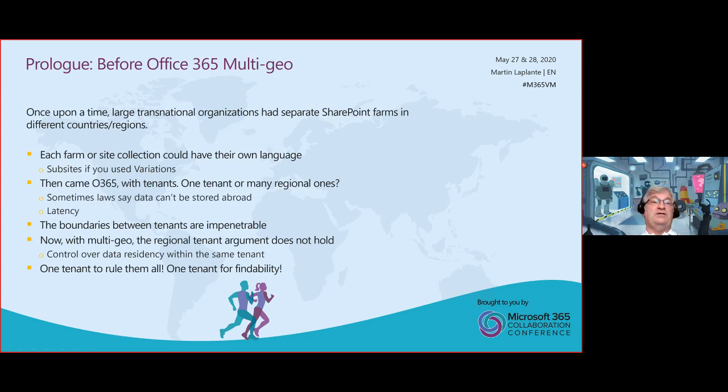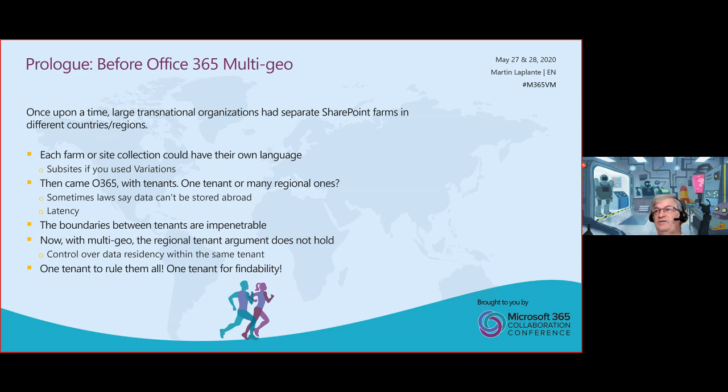But before we start, once upon a time, large international organizations used to have separate SharePoint farms in different countries. So you'd have a farm in Europe, a farm in North America. You may have farms in different countries. What that meant is that each farm or each site collection would be the one to decide about issues having to do with language. Then came Office 365 with tenants. And the question was, should there be a single tenant for everyone or several regional tenants, mimicking the structure that they used to have with separate farms in different regions?